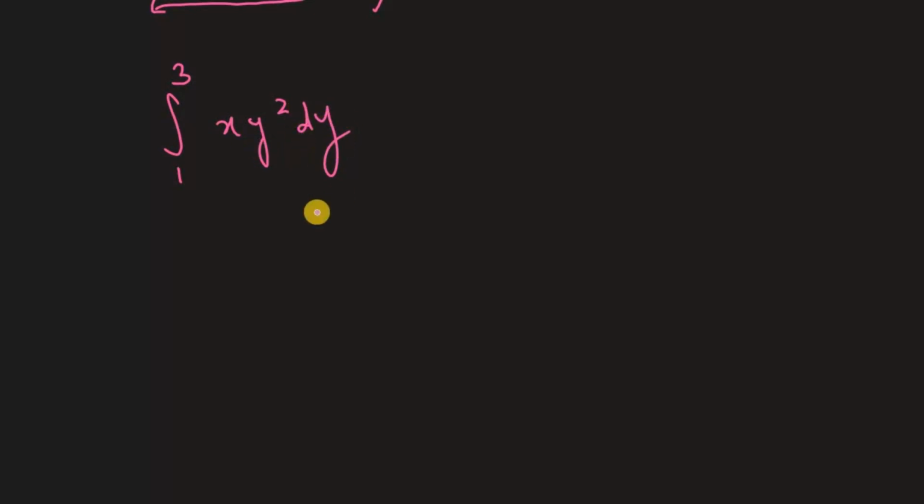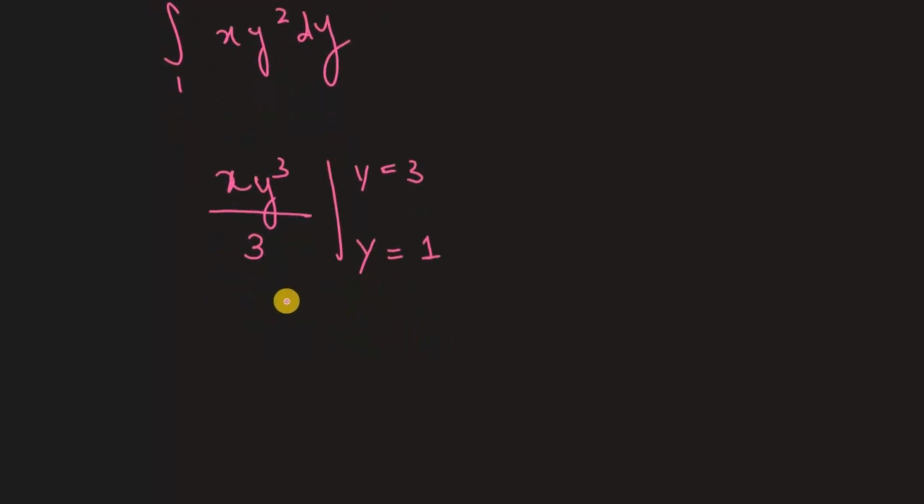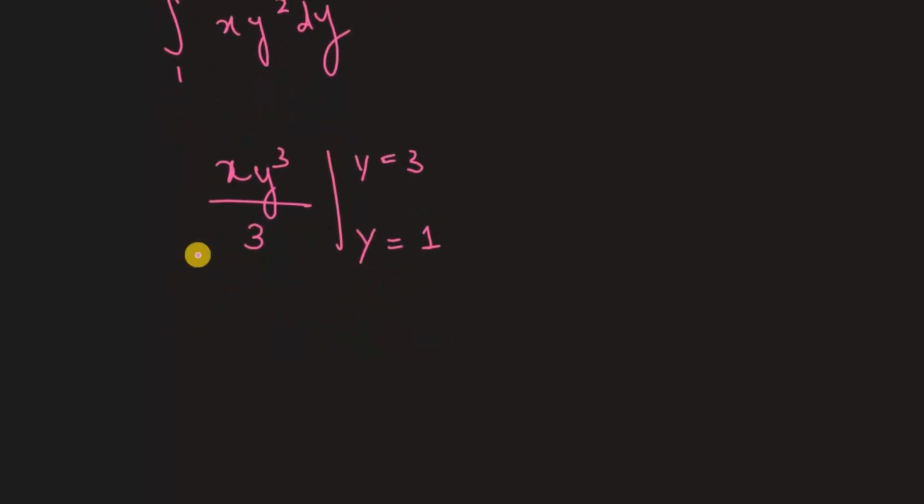We are integrating with respect to dy, which means x is a constant over here, so x stays over there, and we are just simply going to cube this and divide by cube. Okay, and then we are evaluating from 3 to 1, not forgetting the y because it's dy, so it is the y value, not the x value. So y equals 3 and y equals 1. Okay, now let's solve this.